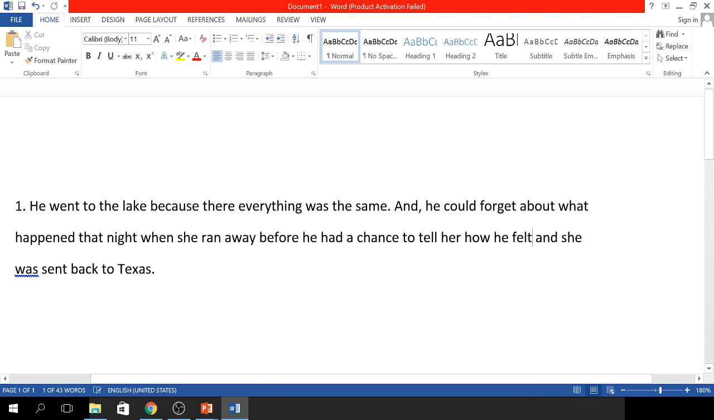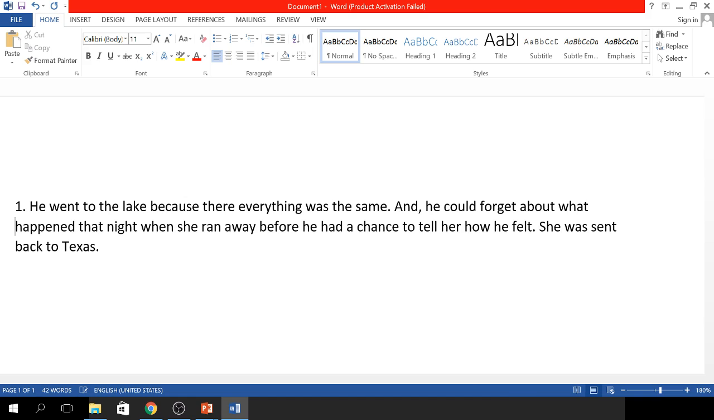Felt will remove S, how he felt. Now we are going to remove and then start the sentence with a capital letter: She was sent back to Texas. Now let's read it again.